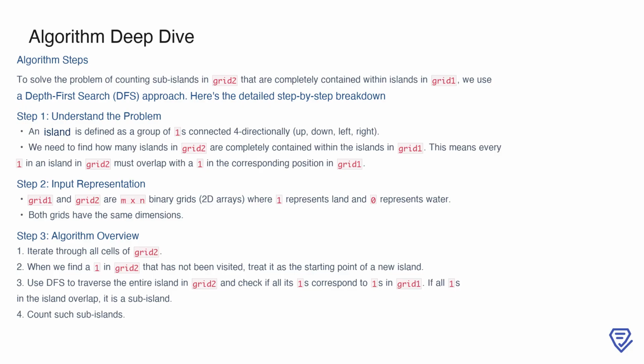The algorithm involves iterating through the cells of Grid 2. Whenever we encounter an unvisited one, we consider it the start of a new island. Through DFS, we traverse the entire island in grid 2 and validate whether all its cells overlap with corresponding land cells in grid 1. If they do, we count it as a sub-island. Finally, we sum up all such sub-islands to get the result.